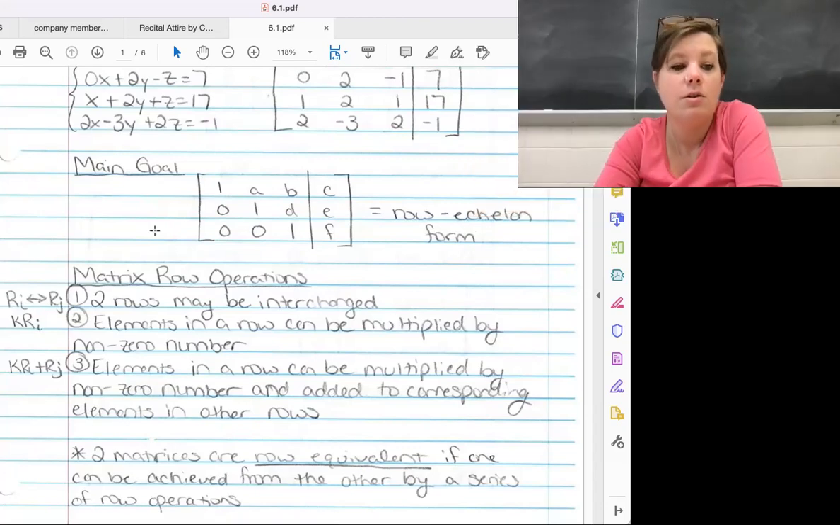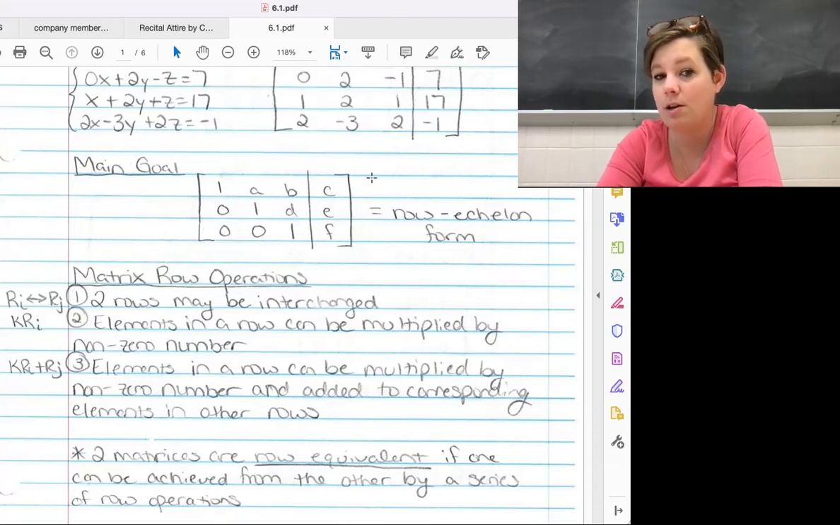There. So this is the majority of the notes for today. Before we talk about what we're doing exactly, I want you to see the end goal, or the main goal, is to get this row echelon form of a matrix. So if you look at this augmented matrix, notice you have a 1 in your diagonals, you have zeros underneath your 1s, and then you have these A through F letters.